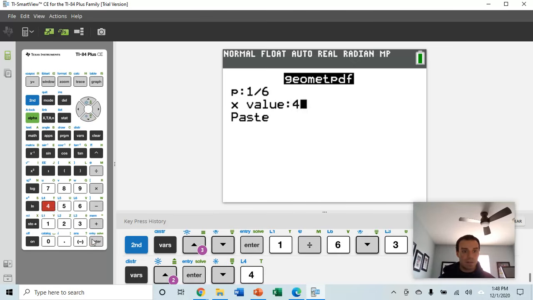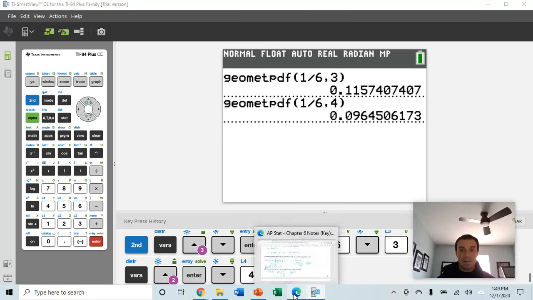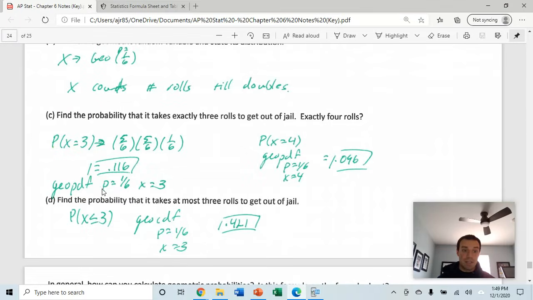Exactly 4 rolls, you would go to the same thing, second and vars, geometric PDF, change it to 4, and you would get 0.096. Okay? Make sure that you label, if you're using geometric PDF, that you label everything in the calculator as well, P and X, and to get your answer.